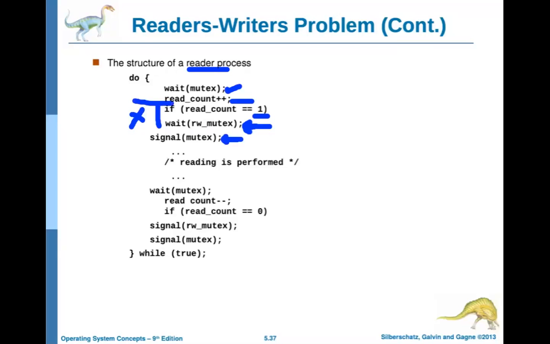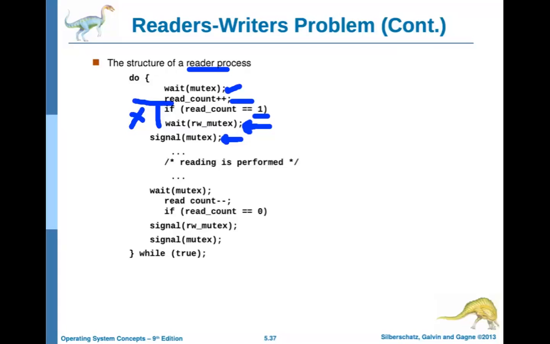The reason behind that is, if you immediately signal it, what will happen? Read count will be incremented without acquiring the RW mutex lock on this. That creates a problem.